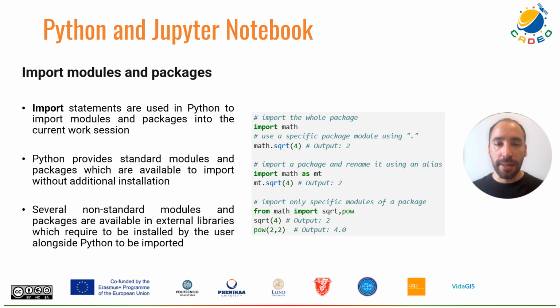Additionally, there are many non-standard modules and packages available in external libraries. These require you instead to install them separately alongside Python in order to use them in your coding. Understanding how to import these resources will for sure help you leverage a wide range of tools and libraries that your programming project might require. In the image, you can see some popular import statements to import, for example, a whole package, or only a specific module, or to import a package with an alias, so we need less code later to call the modules in our scripts.